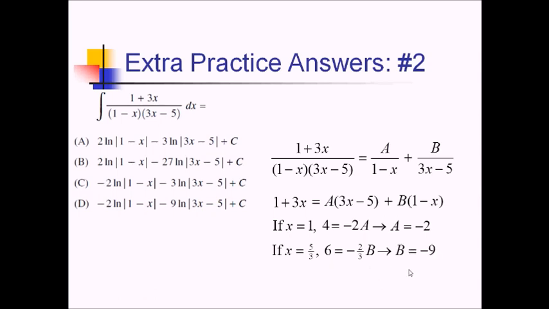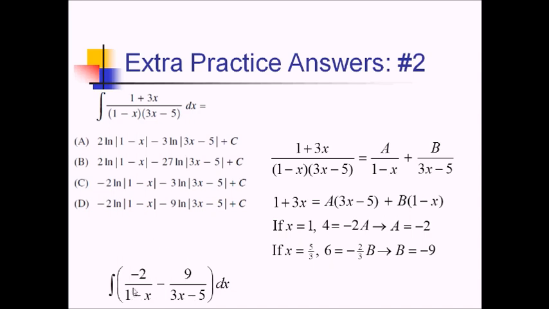Plugging all that back in now, splitting my fraction up inside the integrand, I've got negative 2 over 1 minus x, and then plus 9, or actually minus 9, over 3x minus 5. Now taking my antiderivative, I've got to be careful when I do this because these inner functions, 1 minus x and 3x minus 5, are linear functions that have a derivative that's not just 1. The derivative down here is negative 1. The derivative of this inner function is 3. So I'm going to have to divide by those when I take my antiderivatives with ln.